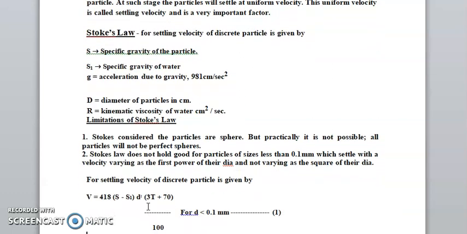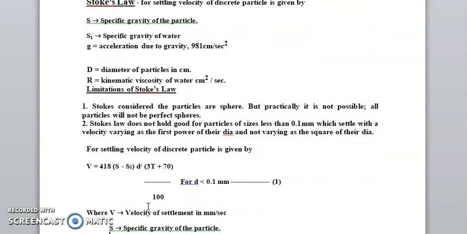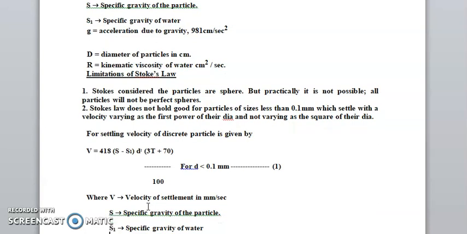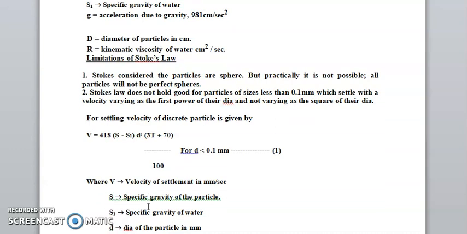Limitations of Stokes' law. Stokes considered the particles to be spheres, but that is not possible; all particles are not perfect spheres. Stokes' law does not hold good for particles of size less than 0.1 mm, which settle with a velocity varying as the first power of their diameter and not the square of their diameter.